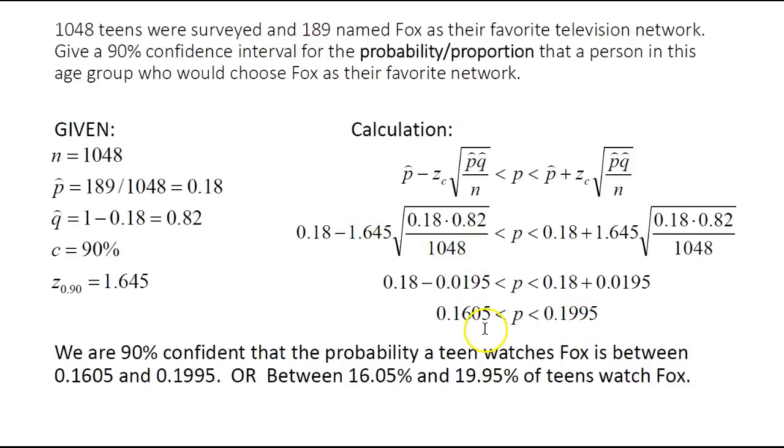But here we get our interval, which means we're 90% confident that the probability a teen lists Fox as their favorite network is between 0.1605 and 0.1995. Or, if we want to look at a proportion, we could say that between 16.05% and 19.95% of teens would list Fox as their favorite network.